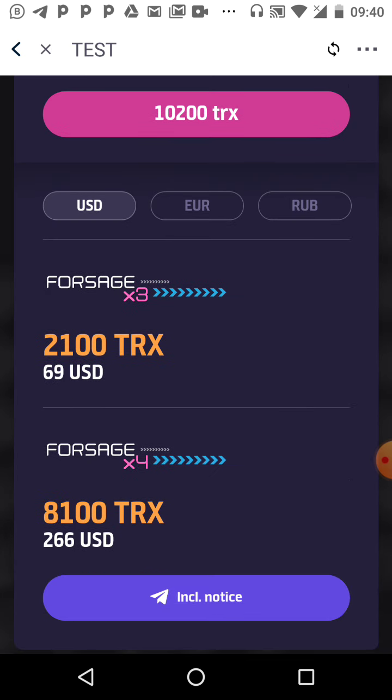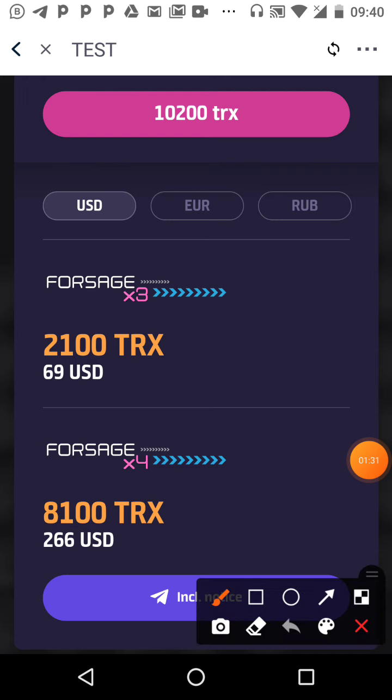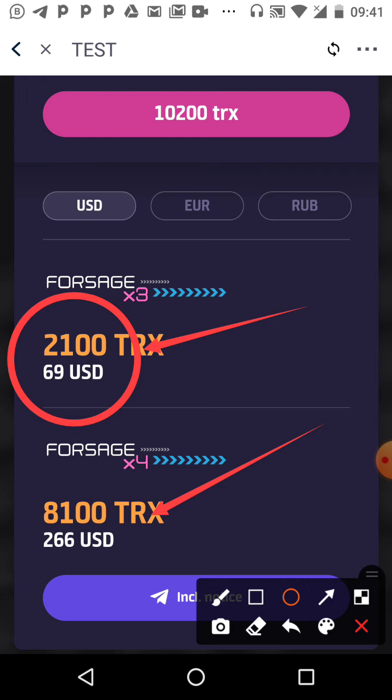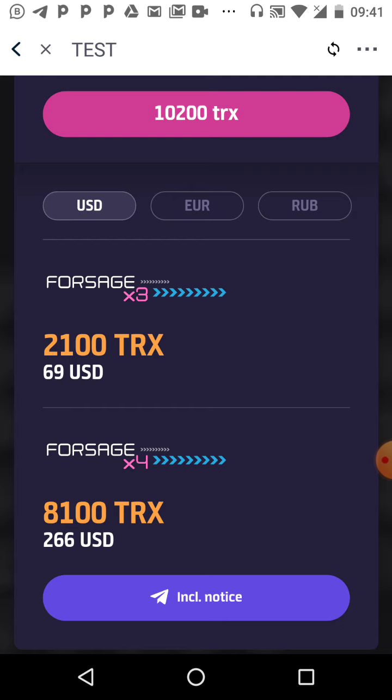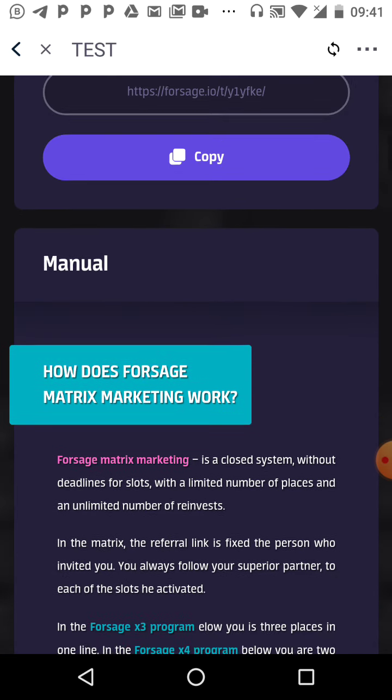Now we'll have the X3 earnings, and we'll have the X4 earnings. So far I've made $69 from the X3, and also made $266 from spillovers from X4. That's why I always say people should focus on buying more of the slots on X4, because that's where the real money is. All right, so we're going to walk you through how I was able to earn this money.